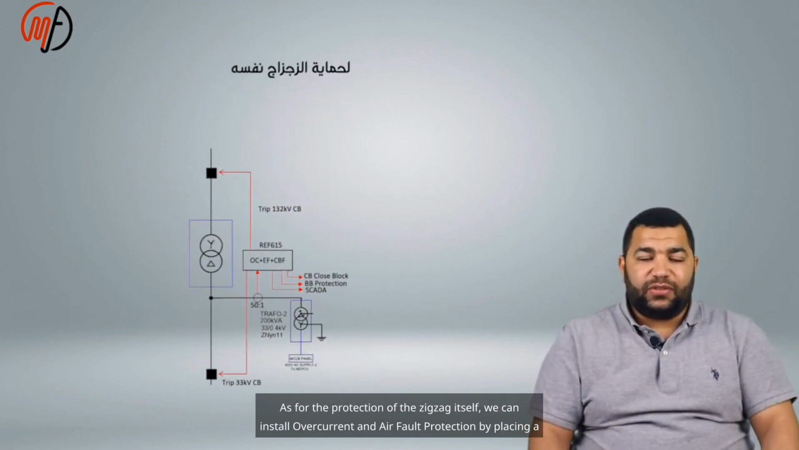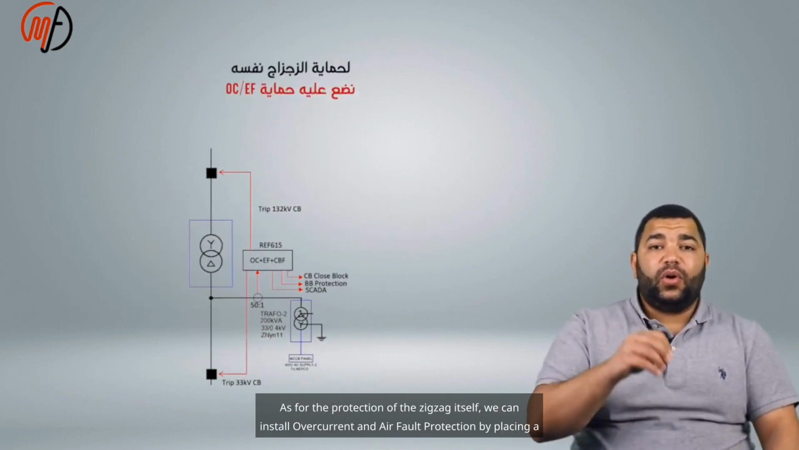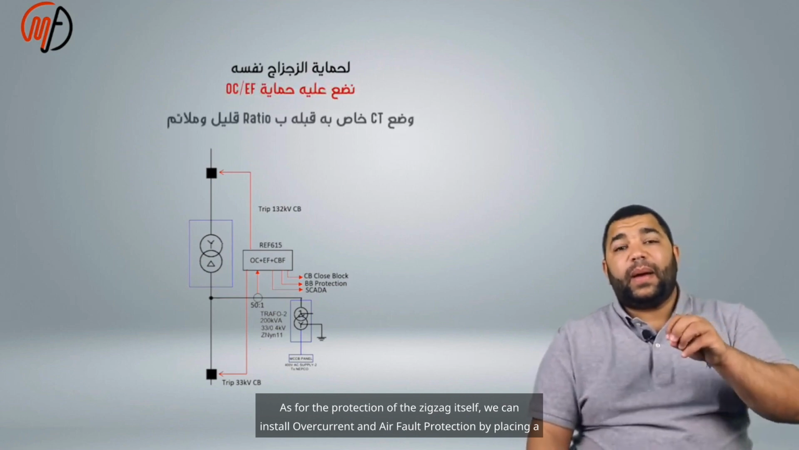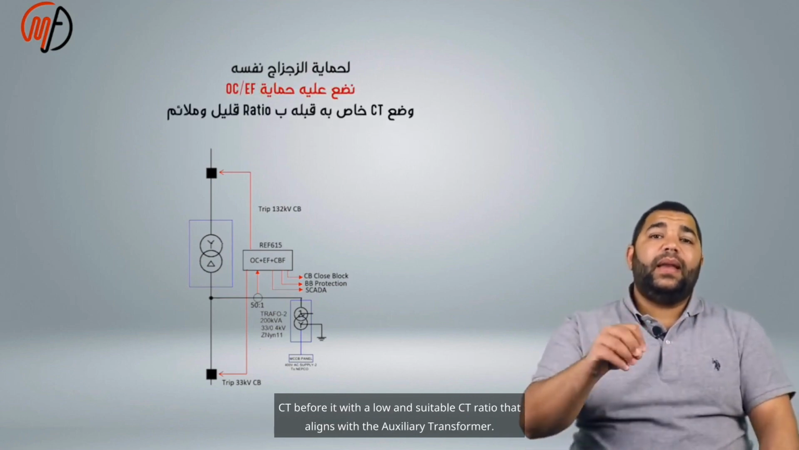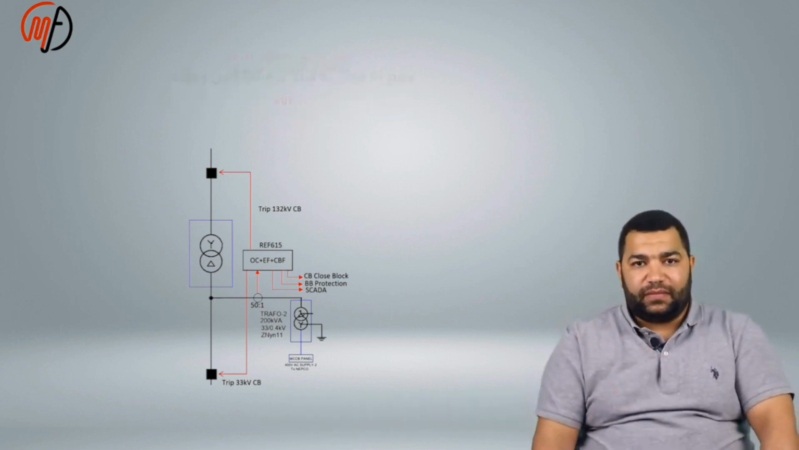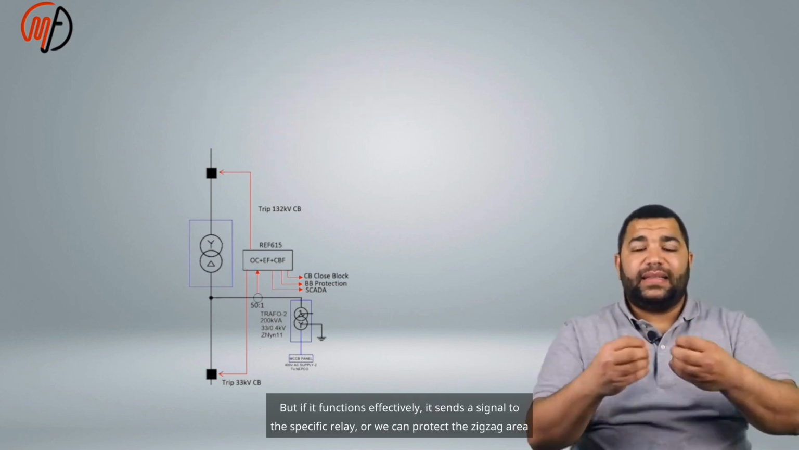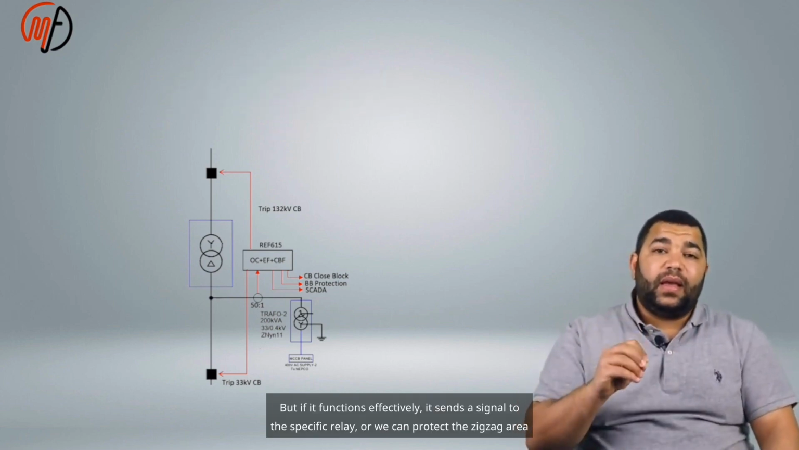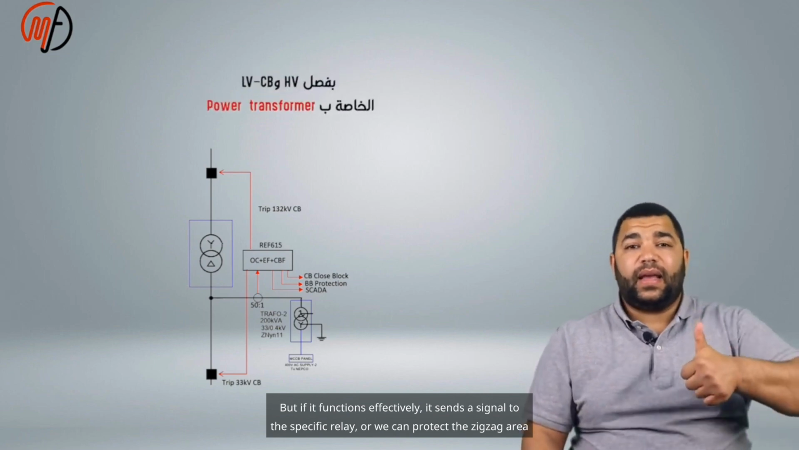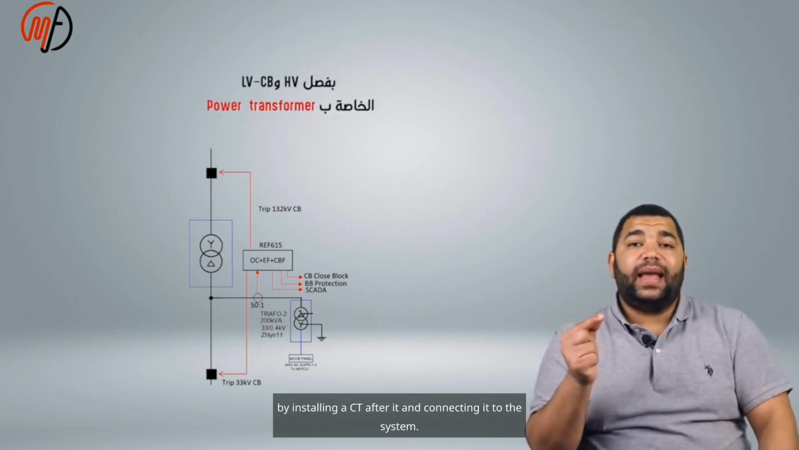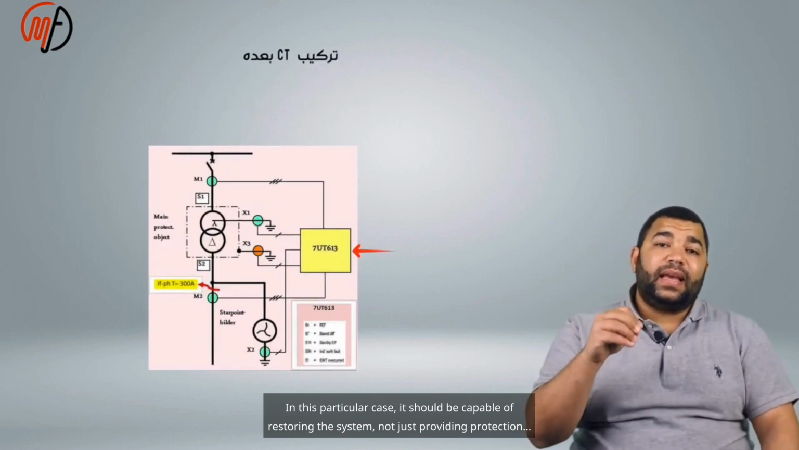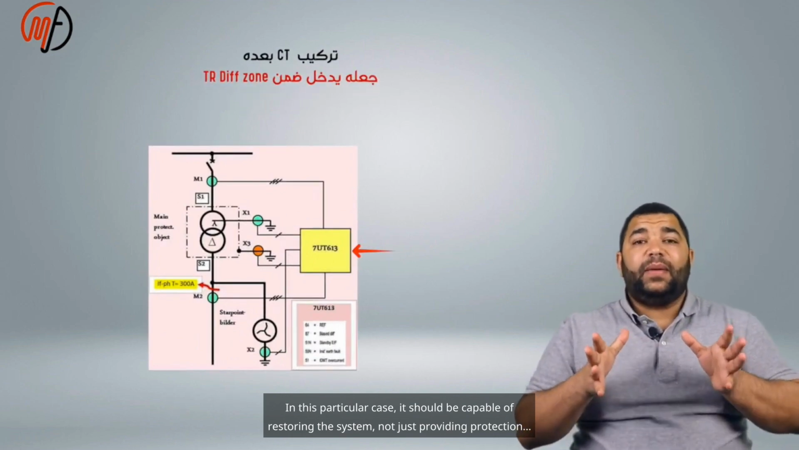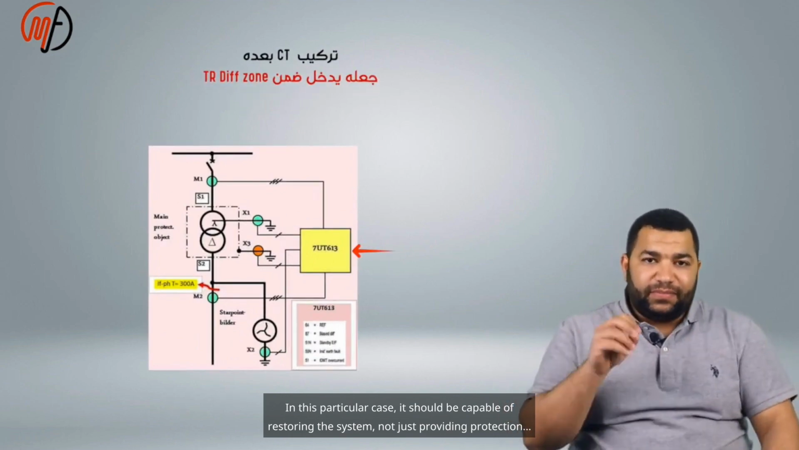As for the protection of the zigzag itself, we can install overcurrent and earth fault protection by placing a CT before it with a low and suitable CT ratio that aligns with the auxiliary transformer. But if it functions effectively, it sends a signal to the specific relay. Or we can protect the zigzag area by installing a CT after it and connecting it to the system. In this particular case, it should be capable of restoring the system, not just providing protection.